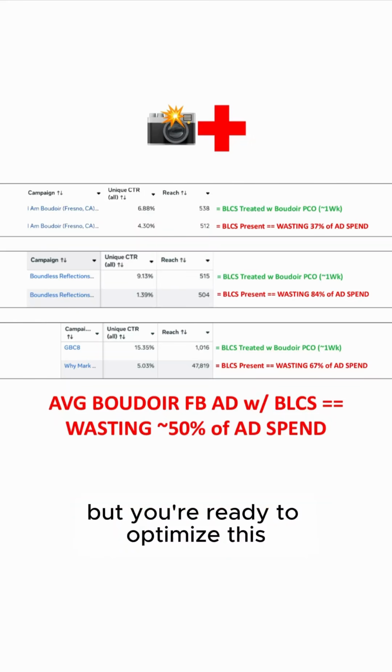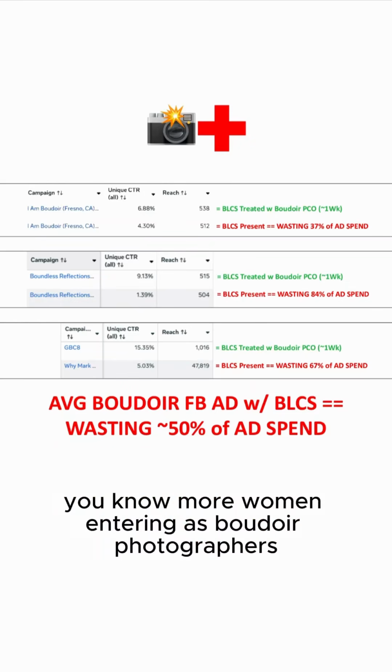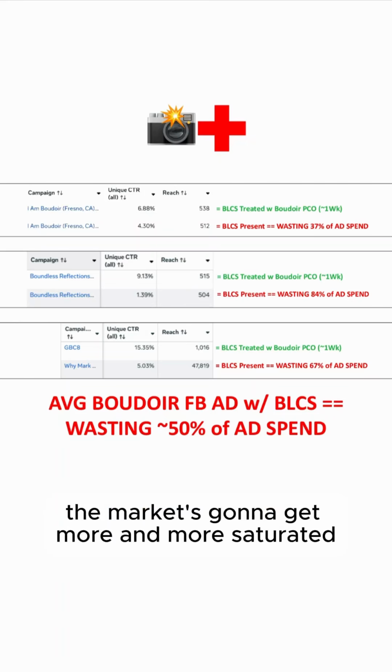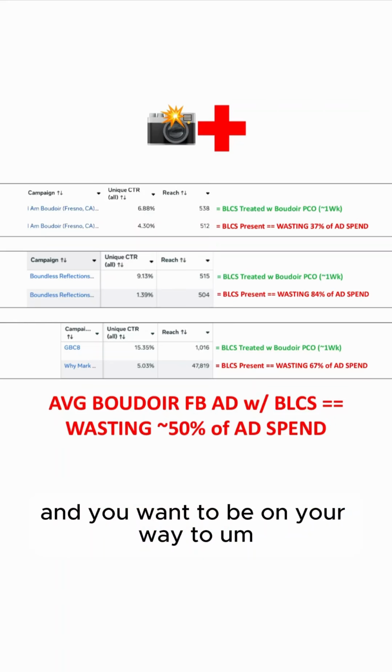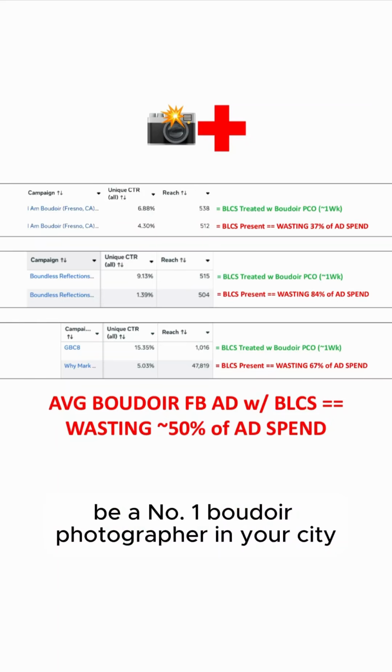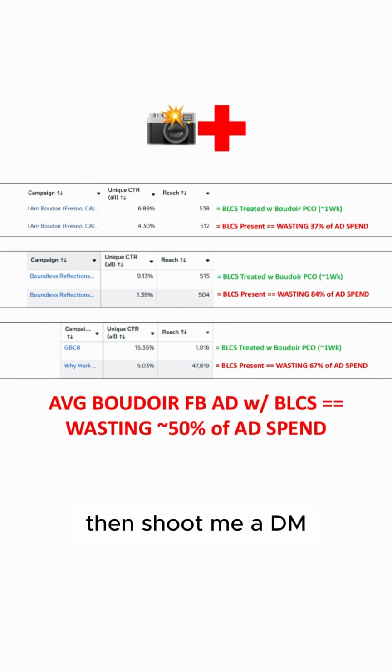But you're right to optimize this because you see more inflation, more women entering as boudoir photographers, setting up their Google business profile. So the market's gonna get more and more saturated, and you want to be on your way to be a #1 boudoir photographer in your city. Then shoot me a DM.